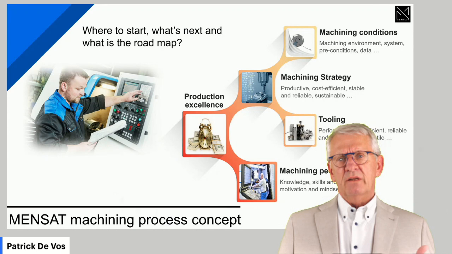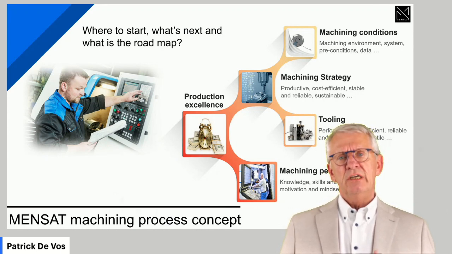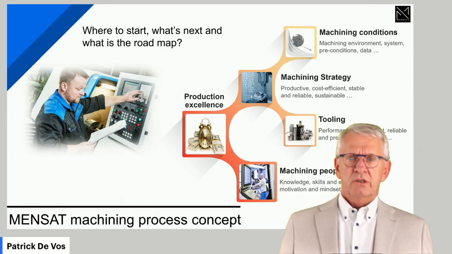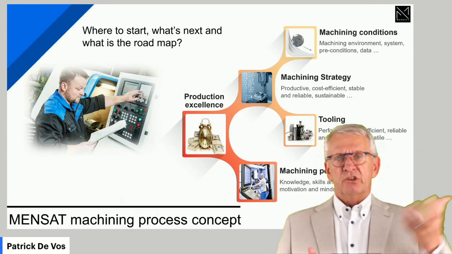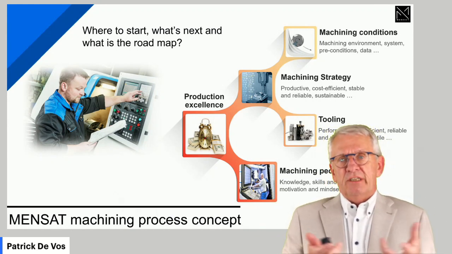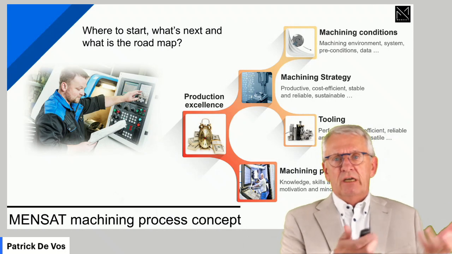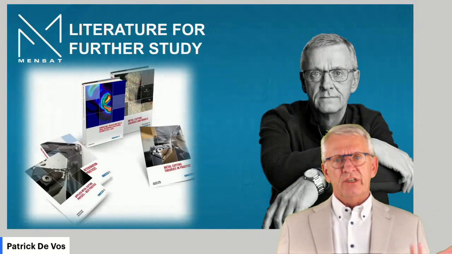And there is a fourth thing, of course. I put it a little bit aside, but that doesn't mean I underestimate the importance of it. That's the machining people. Because bringing balance between strategy and tool doesn't happen automatically. Somebody needs to take the steering wheel and do things, and that's the role of people. So that's kind of the concept.